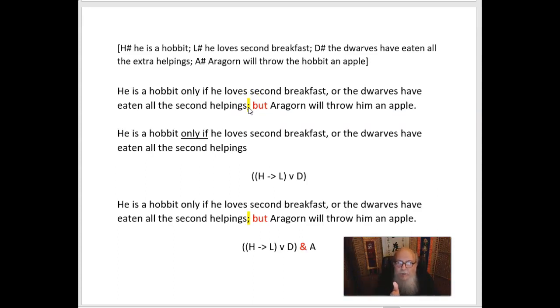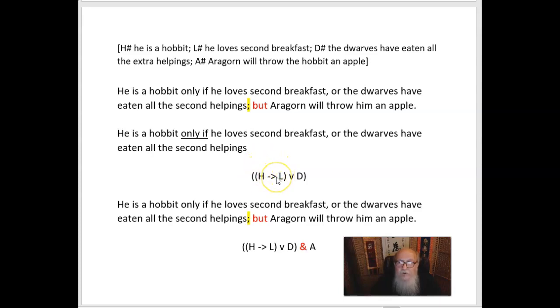So wherever you see this semicolon, that's a sign that what comes immediately afterward is going to be the main operator. So the main operator is but. And we have, he's a hobbit only if he loves second breakfast, or the dwarves have eaten all the second helpings. We could just look at that portion all by itself and translate it, right? Remember, in only if, you don't move or change anything. P only if Q means if P, then Q. So, if he's a hobbit, then he loves second breakfast.